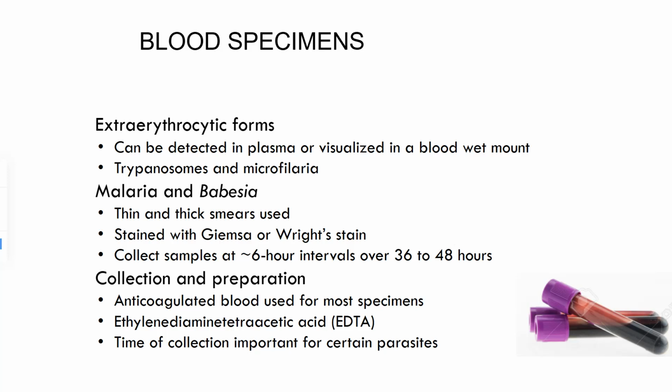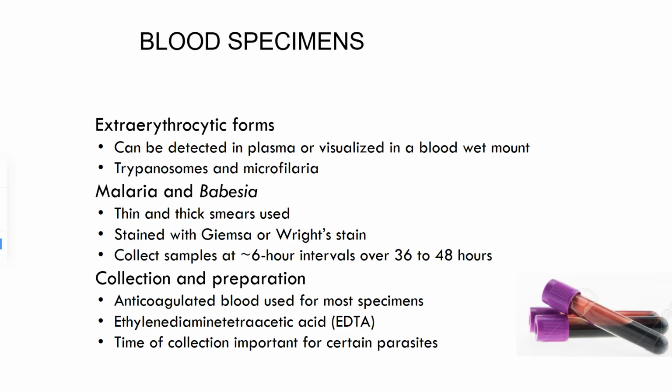Blood specimens. Extra-erythrocytic forms, in other words the blood parasites that are found outside of the blood cells, can be detected in plasma or visualized in a blood wet mount. Trypanosomes and microfilaria are the ones that are going to be extra-erythrocytic. We are going to learn about all these different types of trypanosomes and microfilaria, malaria, all that kind of stuff as we go through the next few weeks of content.